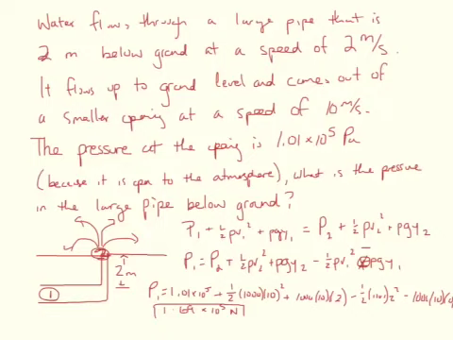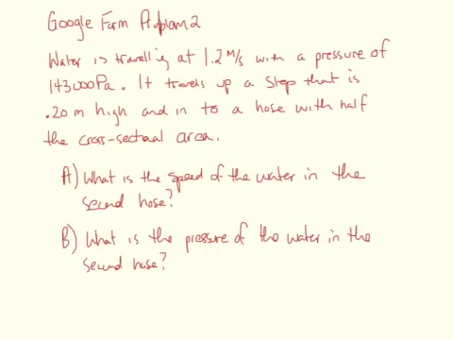Now it's time for you to try one. Alright guys, so this problem actually uses both concepts we've learned tonight. We have water traveling at 1.2 meters per second with a pressure of 143,000 pascals. It travels up a step that's 0.20 meters high and then is connected into a smaller hose that has half the cross-sectional area of the original hose. So I'm going to get you to do two things. One, use your fluid flow continuity to figure out what is the speed of the water in that second hose with half the cross-sectional area. And then part B, what is the pressure of the water in that second hose with half the cross-sectional area.